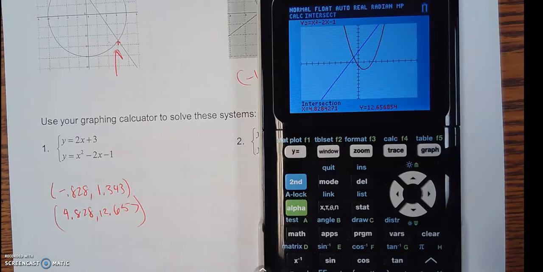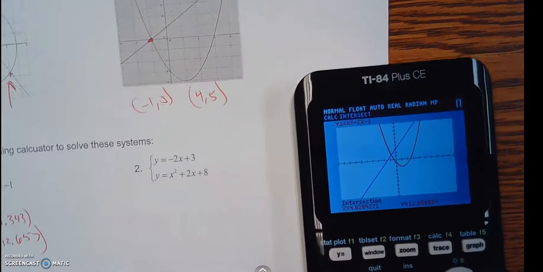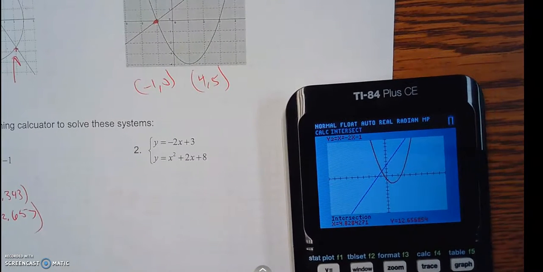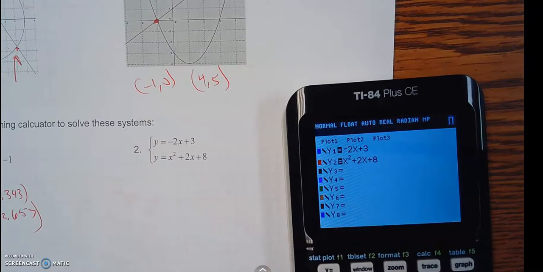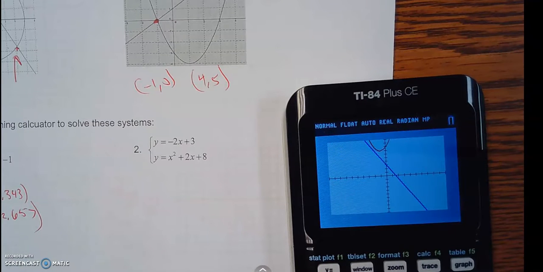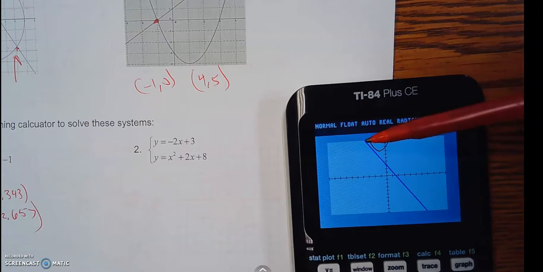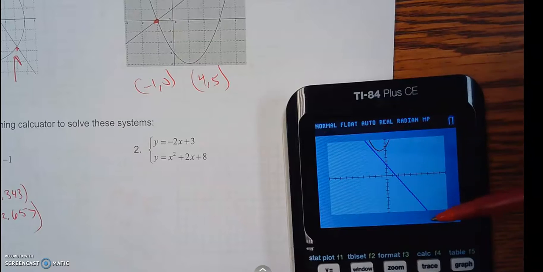Okay, now let's go to the other one. I'm going to pause the video and type it in. I want you to practice typing this in on your own. Okay, so I've got them typed in here, and I'm going to push graph, and I already hit graph once, but it has a straight line and it has a curve.